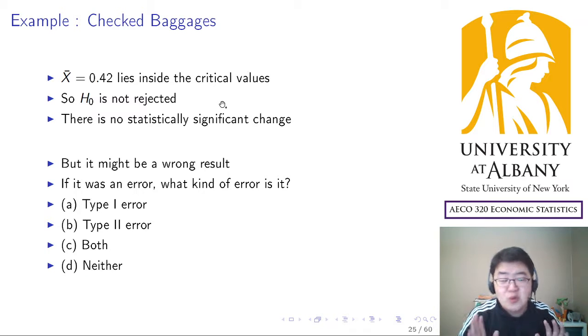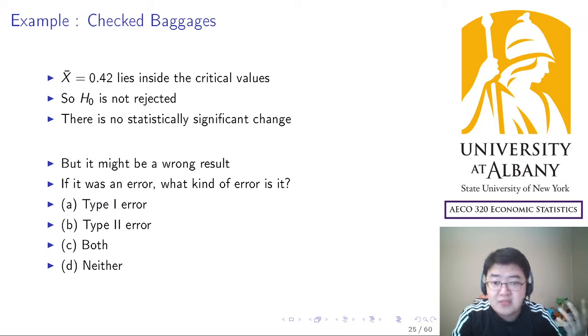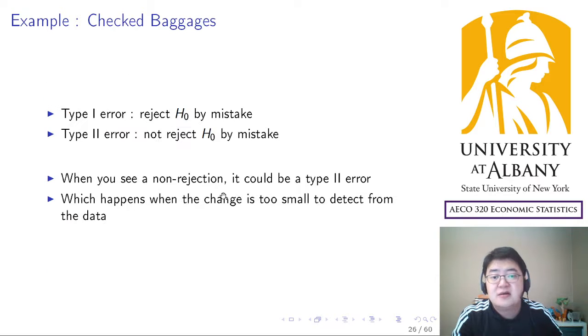Of course, you don't know if it's an error or not, because to know whether it is an error or not, you have to know the truth, right? Otherwise, what you can do here is just make a decision and calculate the probability of that error, right?